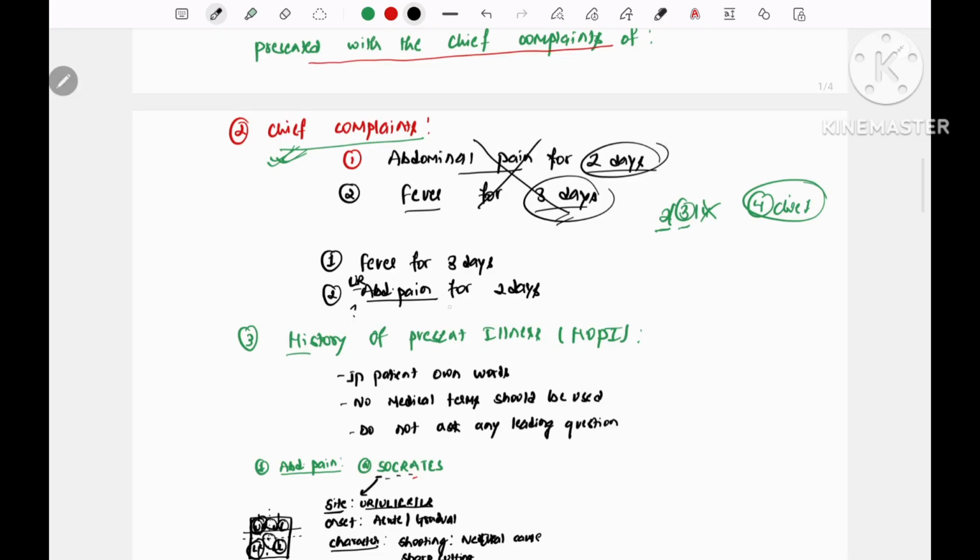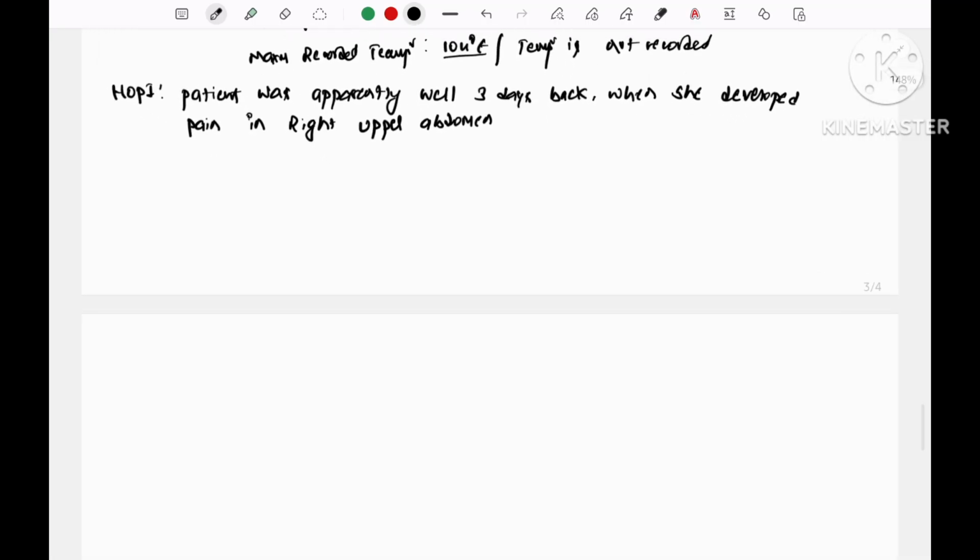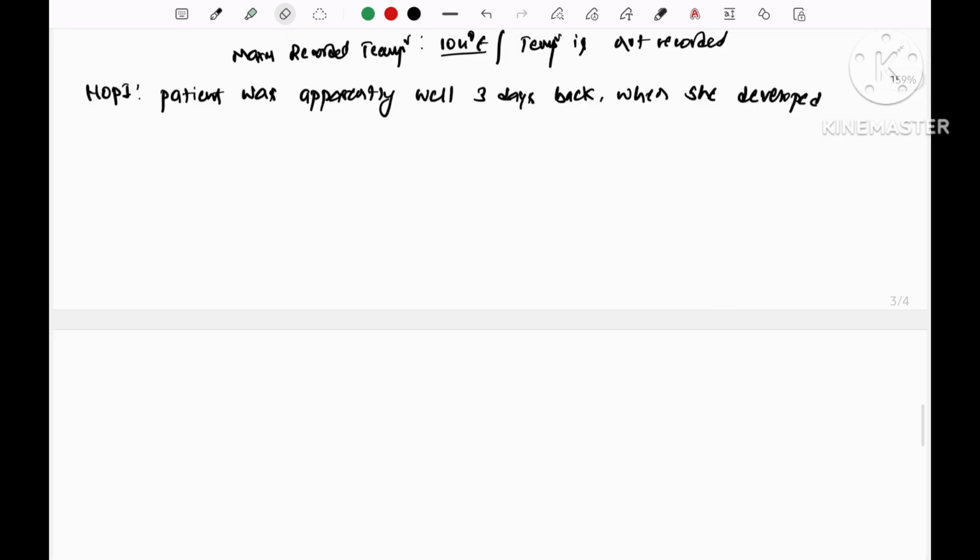So abdominal pain for 2 days and fever for 3 days. If fever is the first chief complaint, then we write the complaint of fever first. This mistake should never be made. The first complaint which is presented should be written first in the chief complaint, and during explanation in the history of present illness, it should be explained first. So here we have to write the fever.